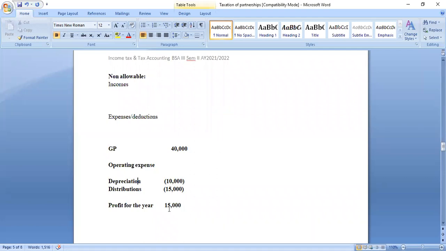So we must have a profit, therefore, that does not include this expense. At the end of the day, the only way you can restore 15K so that you have a profit without the depreciation is when you add it back. When I add back depreciation, the 10K, I'll have a profit, or what you call chargeable profit.